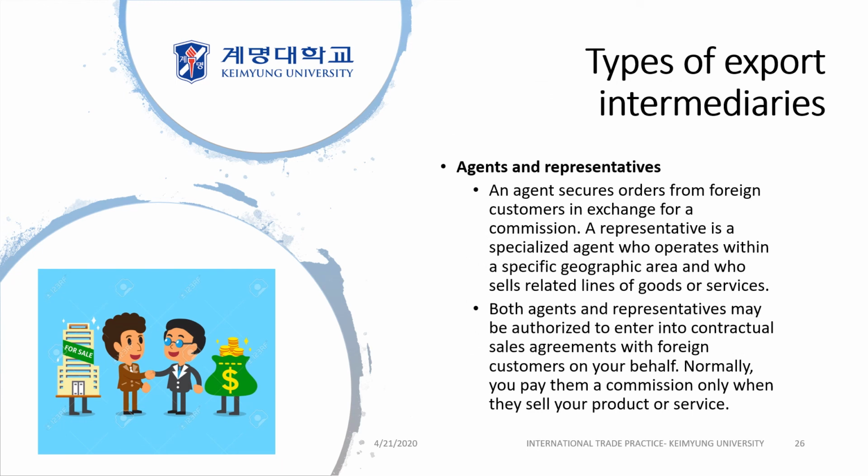If your company decides to use intermediaries, you could have some agents and representatives. Okay, these agents secure orders from foreign customers in exchange for a commission. So they're going to connect you with the buyer. Okay, so both agents and representatives may be authorized to enter into contractual sales agreements which are being given by the company. So these are specialized. You could work also with a specialized agent who operates within a specific geographic area. Okay, so who sells related lines of goods or services.